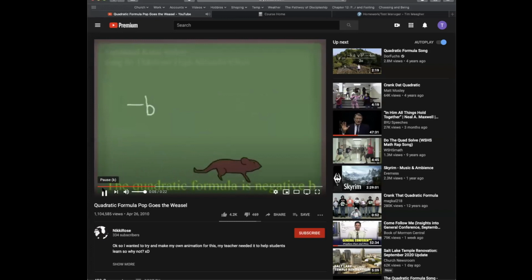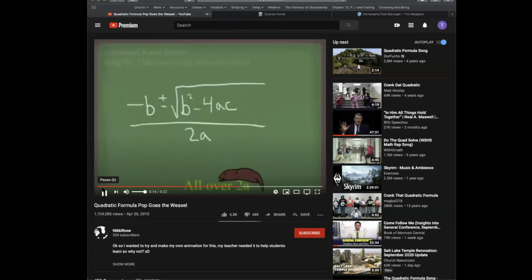The quadratic formula is negative b plus or minus the square root of b squared minus 4ac all over 2a. Yep, that's it.